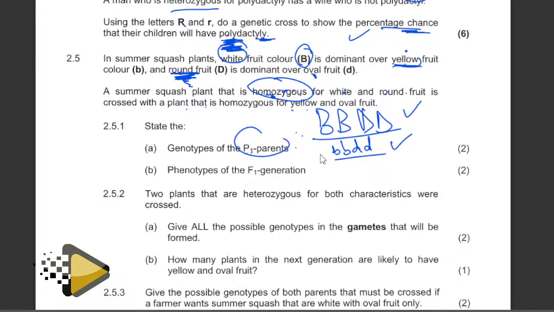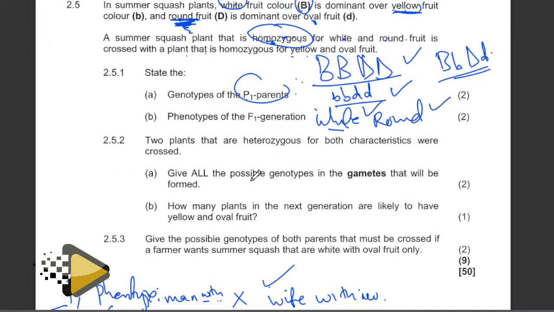The phenotype of the F1 generation: because all of them are dominant, it is going to be capital B, small b, capital D, small d. So the phenotype is going to be white, correct, and round. Not oval, the one which is dominant, because capital D here indicates round, right? So it's going to be white, a mark, and round, another mark. Then they are saying that two plants that are heterozygous for both characteristics were crossed.